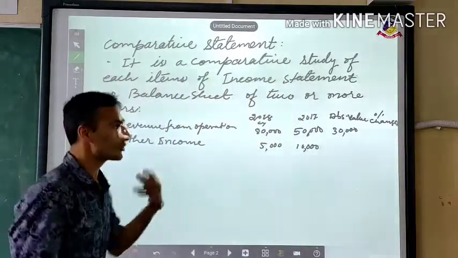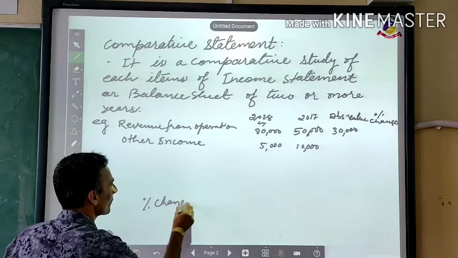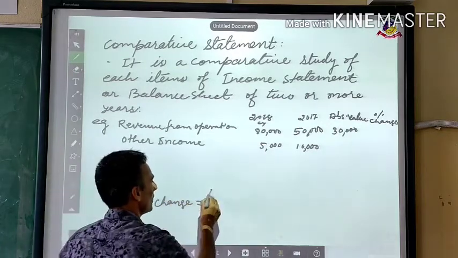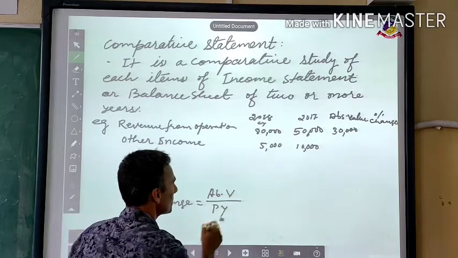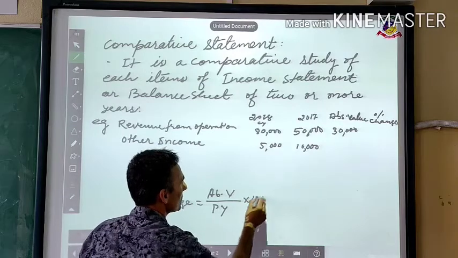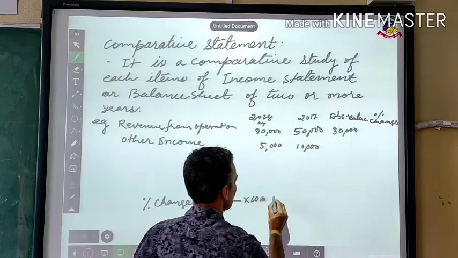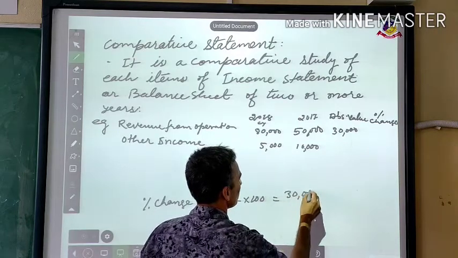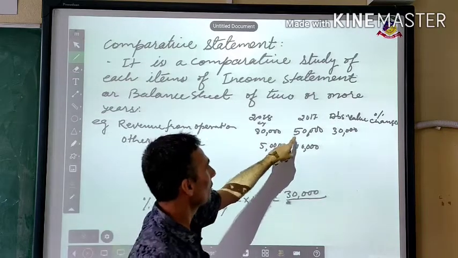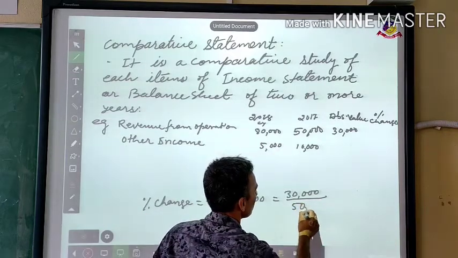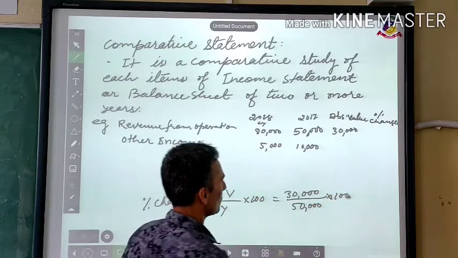Percentage change. Now how do you find percentage change? Let's see. Percentage change is absolute value divided by previous year value into 100%. Absolute value. Now what is the absolute value in this case? 30,000 divided by the previous year. What is the previous year value here? It is 50,000 into 100. So how much do you get?